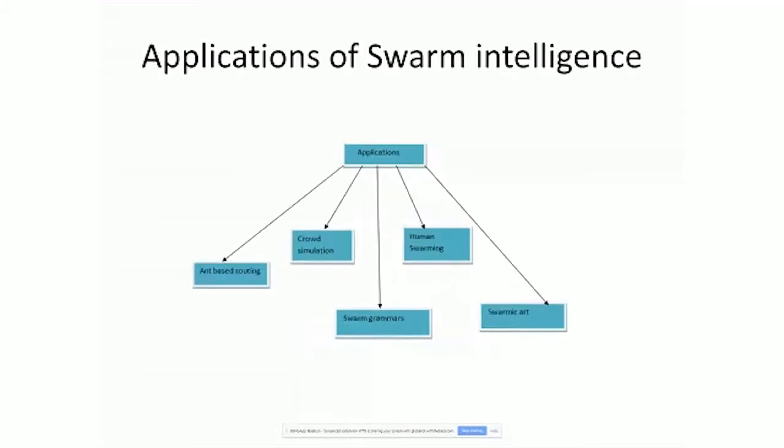Now, applications of swarm intelligence. If we just talk about swarm intelligence, there might be a lot of things that are working, like ant-based routing, crowd simulation, swarm grammars, human swarming, or swarming art. These are the types of applications that are there in swarm intelligence. If we move along, first of all, we'll touch upon ant-based routing.